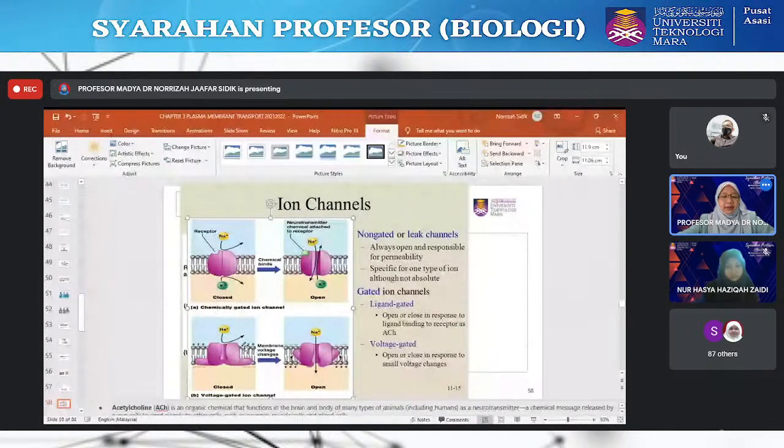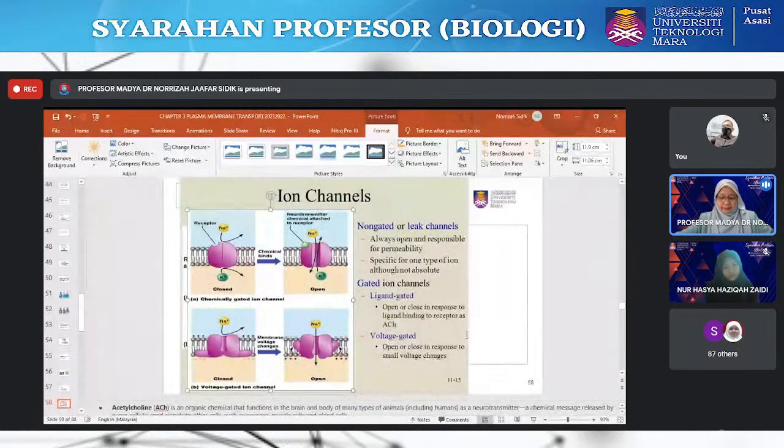So here, the ions cannot move in because the gate is closed. But if there is a voltage change, so this one is positive outside and negative inside, but with the voltage change the outside becomes negative and inside is positive, then the gate will open. This allows the ions to move in. So for the voltage gated ion channel, you can see when it is closed and when it is open. It opens or closes in response to small voltage changes.